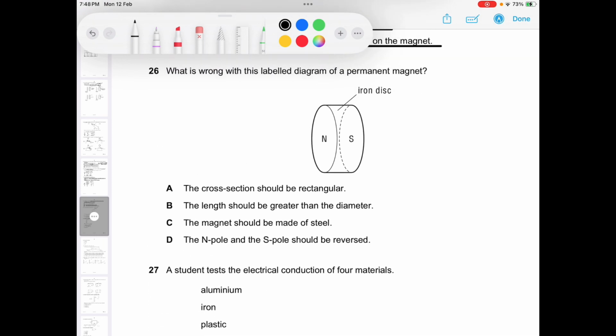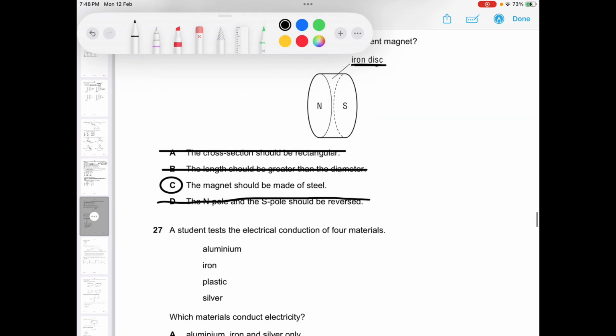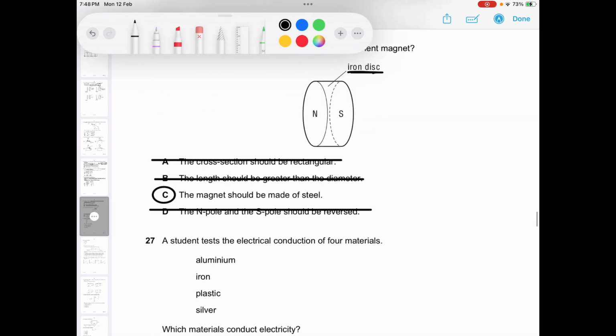26. What is wrong with the labelled diagram of the permanent magnet? It's a permanent magnet. It shouldn't be iron, it should be steel. Should be rectangular, not necessarily. The length should be greater than the diameter, not necessarily. The magnet should be made of steel. This one is correct. The N pole and S pole should be reversed, doesn't really matter. You can flip the magnet.